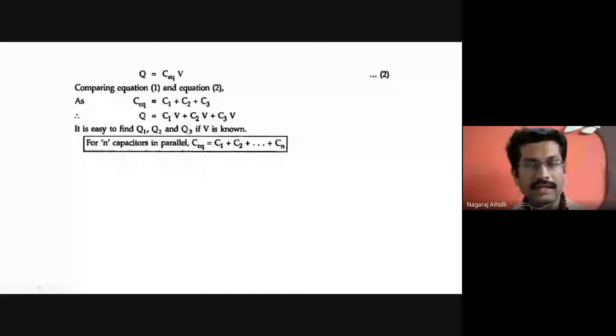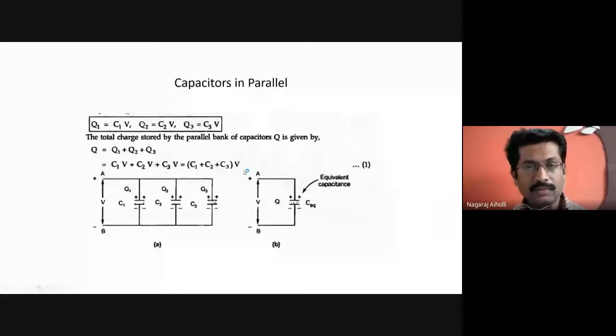Let us compare equations 1 and 2. This is our second equation. Q is C equivalent into V. Our first equation is here. Q is C1 plus C2 plus C3 into V. So Q is C1 plus C2 plus C3 into V, and Q is also equal to C equivalent into V. Therefore, I can write the equation. Because Q is C1 plus C2 plus C3 into V, and Q is also equal to C equivalent into V, Q and Q cancel, V and V cancel. What remains? C equivalent is equal to C1 plus C2 plus C3.